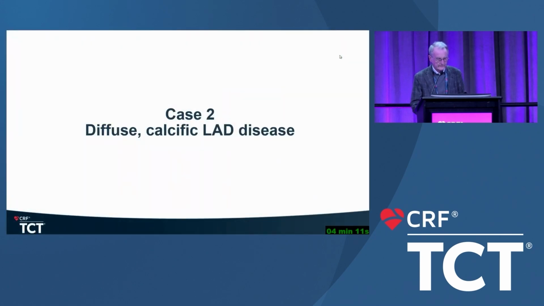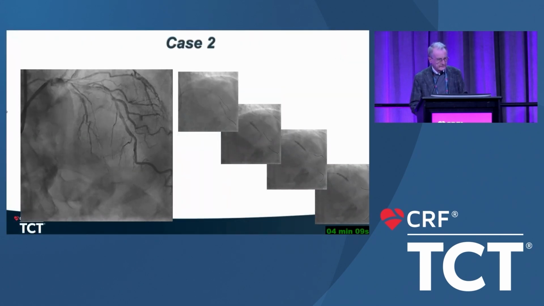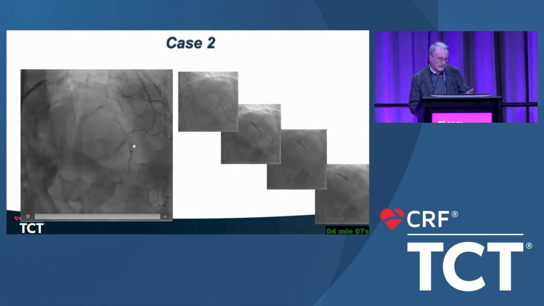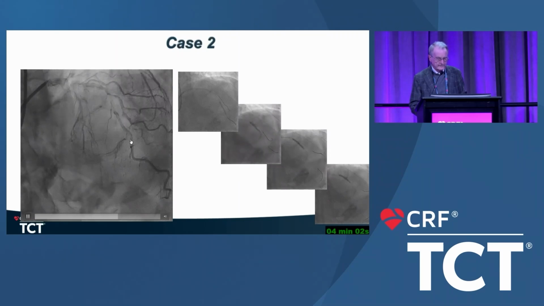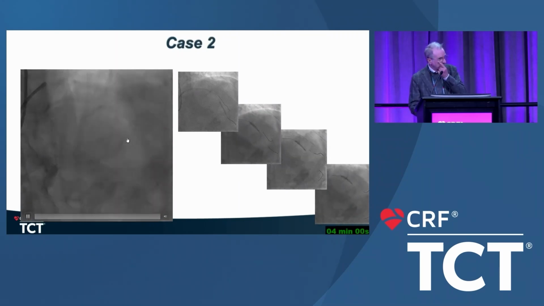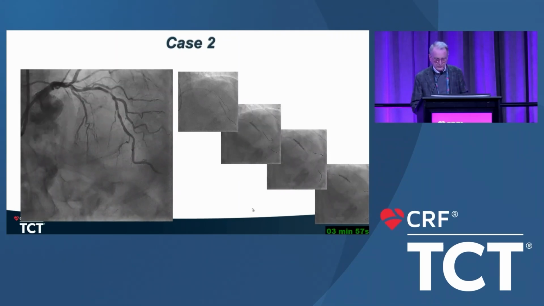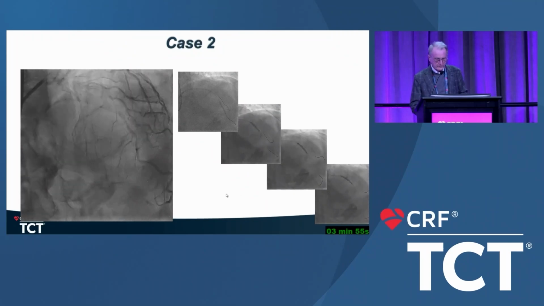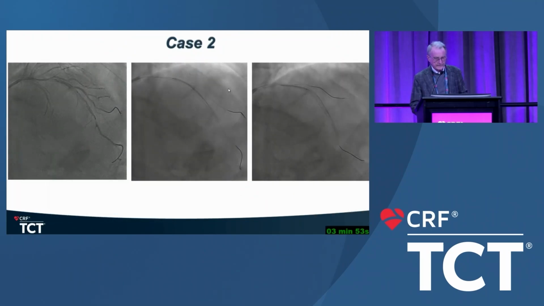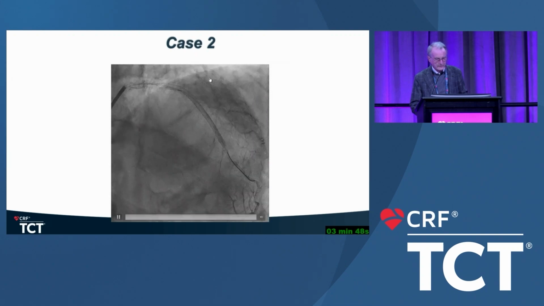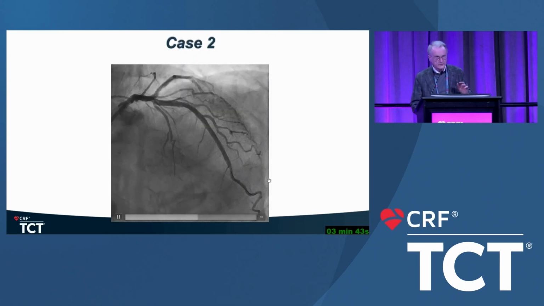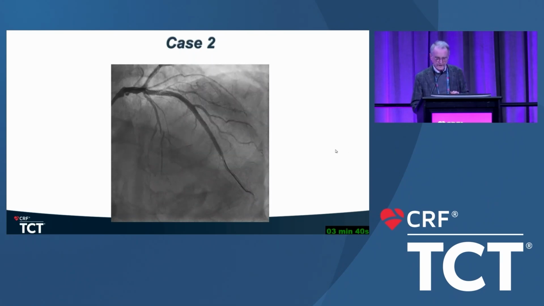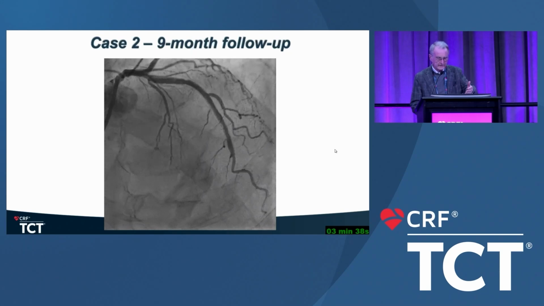This is another case, a diffuse calcific lesion. This is a long lesion. We will not implant long stents anymore in this type of lesion. We will try to do our best with a drug-coated balloon, but in this trial we kind of accepted this approach of almost full metal jacket, and you see stents from here to here, which is something that we normally don't do anymore. This is a 9 months follow-up.